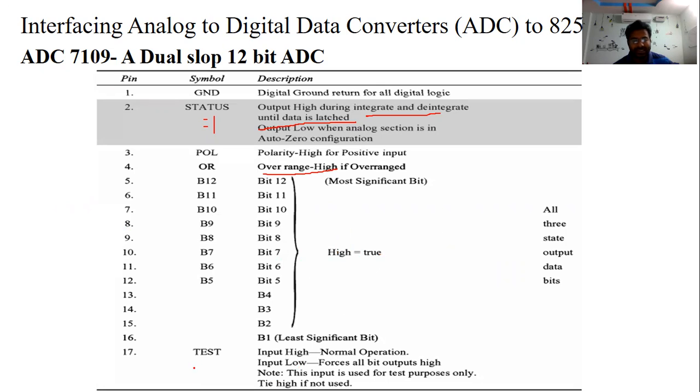Then we have the test signal. Why is it a test signal? If the input is equal to 1, it is normal operation. If it is equal to 0, it forces all the bit outputs to 1. So nothing but these 12 bits are equal to 1.